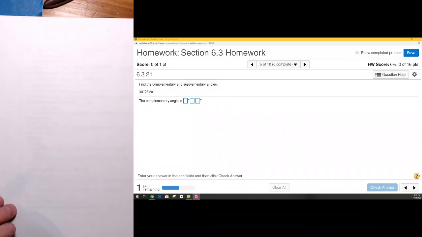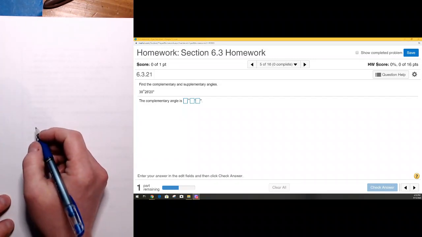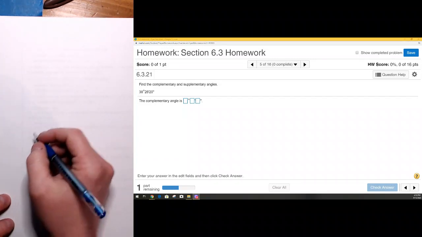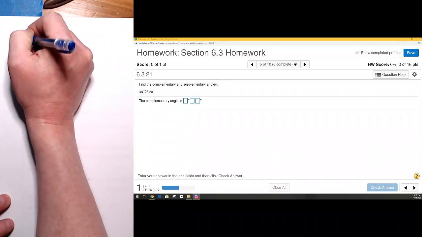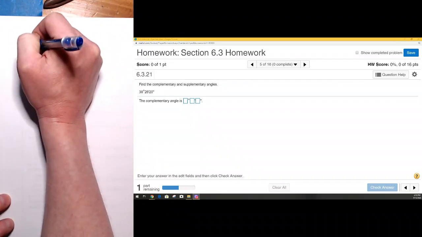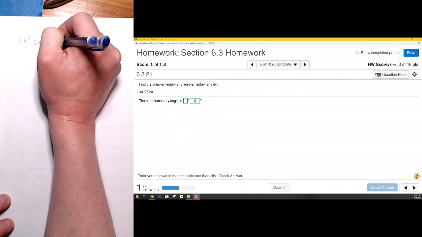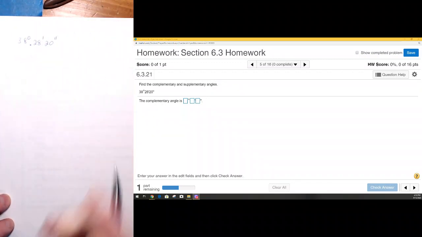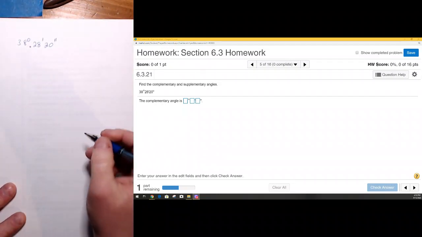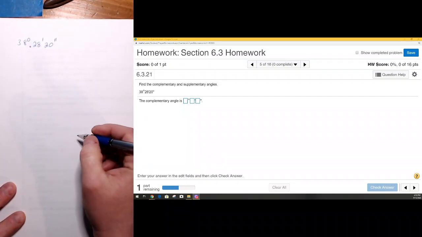Okay, let's look at some of your homework problems that we have in this section. Let's start off with this problem here. We're trying to find the complementary angle, and we've got an angle here that is in degrees, minutes, and seconds. So here's what you do. Well, first of all, we want to find the complement of this angle.